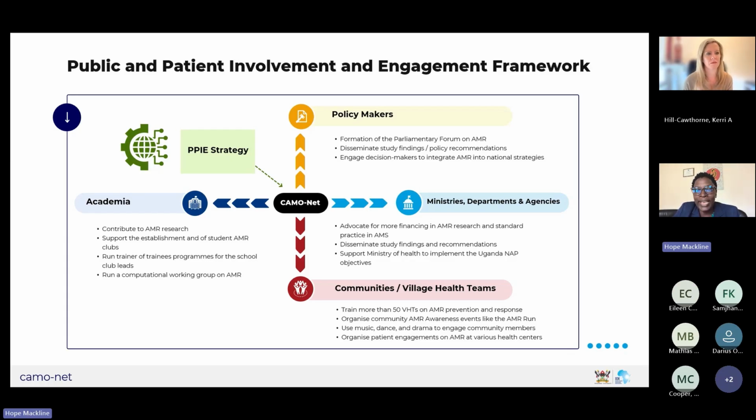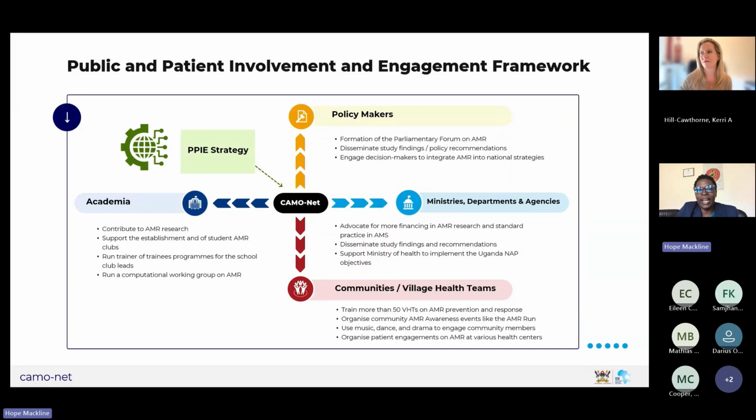So we would also organize community AMR awareness events. An example is that we've done AMR runs, we've done music, dance and drama to engage community members. We found that using music, dance and drama is very important. These are things that, contextually in our culture, are really a treasure. It may not work for other countries like the UK, where they might have a different mode of engaging the communities. But here, as I said, for the African communities, I think we engage more into music, dance, and drama, and information transferred using these reaches the people very easily and quickly because we relate to it.